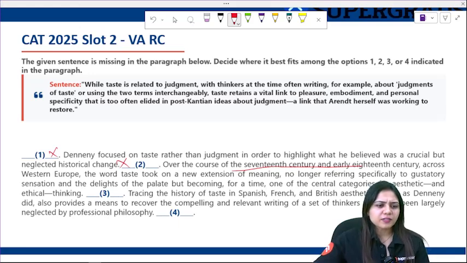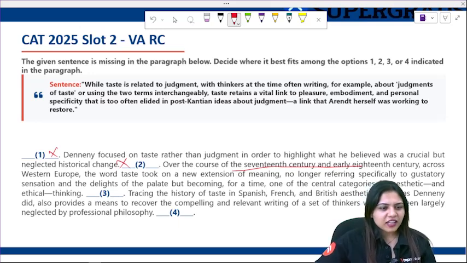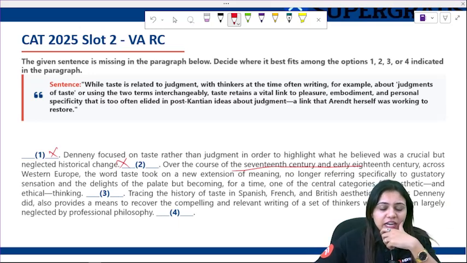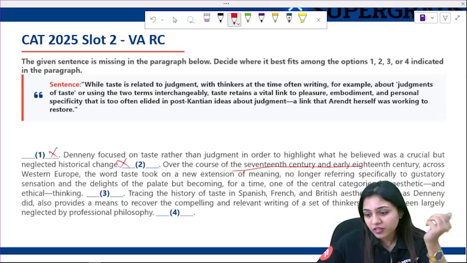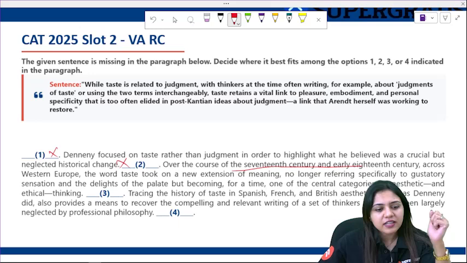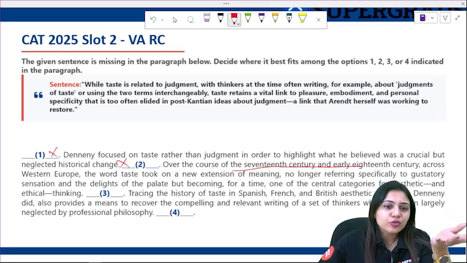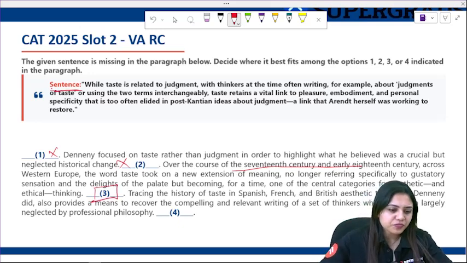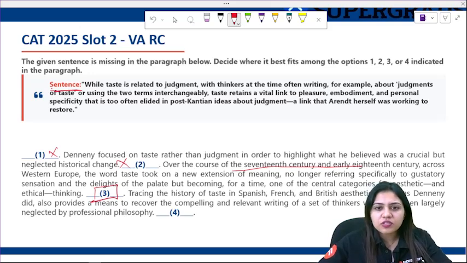Then what should be our answer? We see option 3 kind of gets it. The reason is, first of all, it introduces both the key concepts, taste versus judgment. It also establishes a tension or contrast, some type of complication. It also mentions the philosophical context, which is post-Kantian ideas, and it's also setting up the need to revisit taste. So that's the reason this statement fits perfectly. The paragraph flows very smoothly once we have identified this.